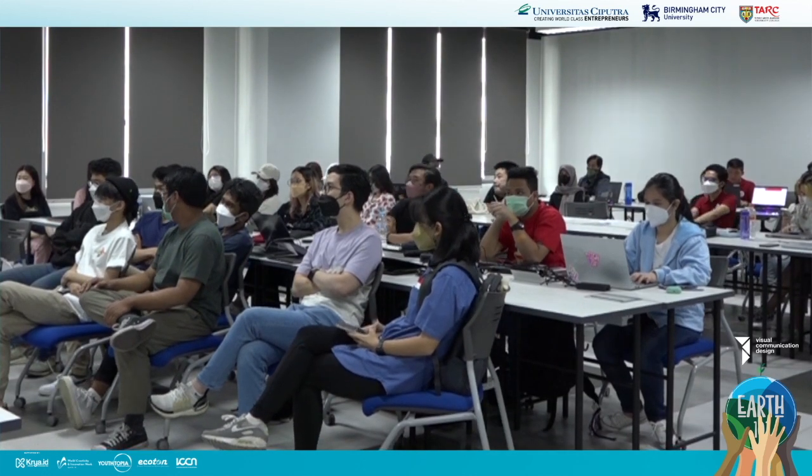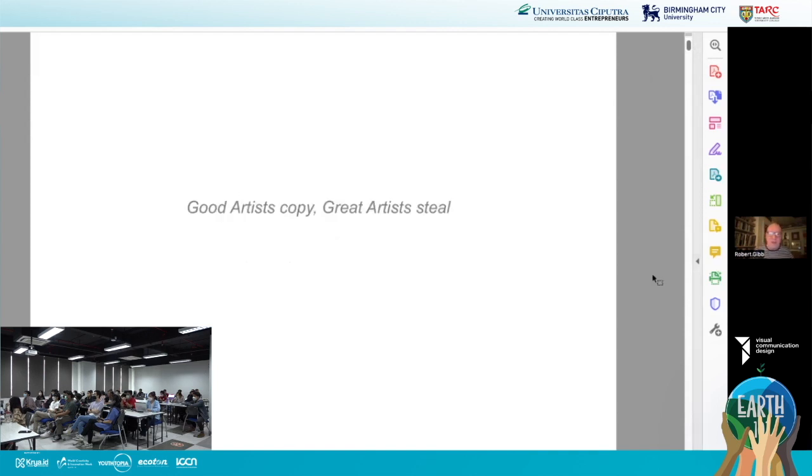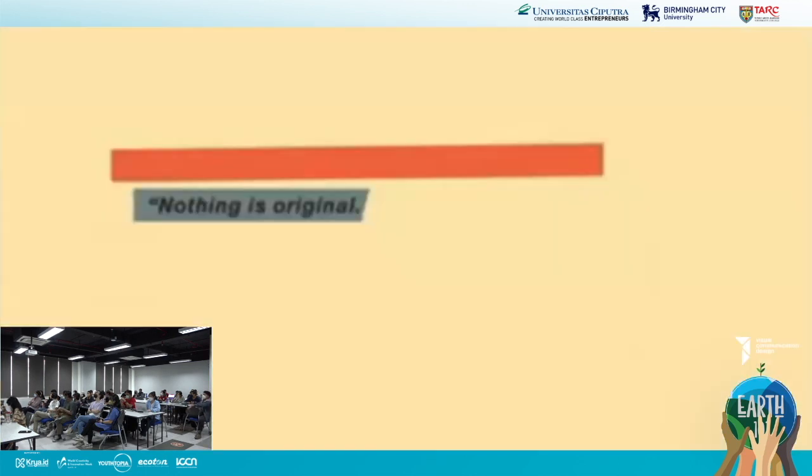So this is called appropriation and connectivity. I'm just going to say, good artists copy, great artists steal. Does anyone know who said that? It is in fact Pablo Picasso. So good artists copy, great artists steal, which is quite interesting. I'm going to show you this quote, which will make sense right at the end. If you want to make some notes on this, it could be really interesting. It is that nothing is original. Okay, that's a really interesting part.